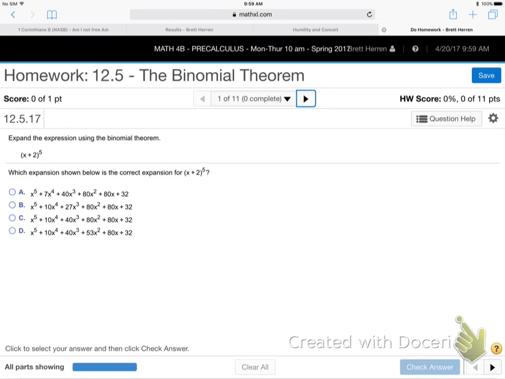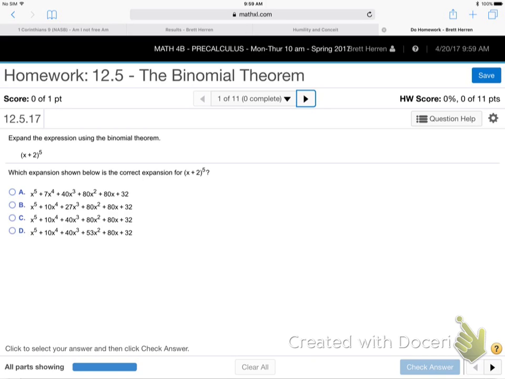We're in the binomial theorem. Did you finish up, what was it? Geometric sequences and series. We're going to do 12.5 today. It's the game plan. It'll be due on Monday. All right. Well, x plus 2 to the 5th.